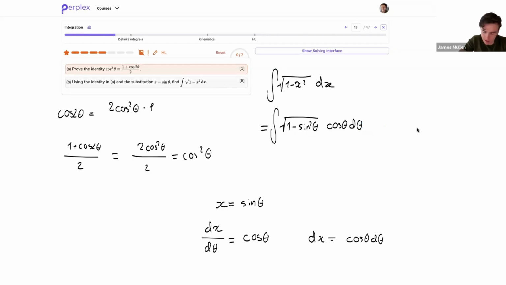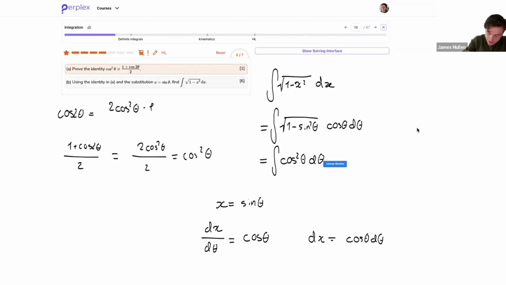Right? Now, I also know that 1 minus sin squared is cos squared, according to the Pythagorean identity. And so when I square root that, it's going to give me cos theta. And it's multiplying another cos theta. So that gives me cos squared theta d theta.